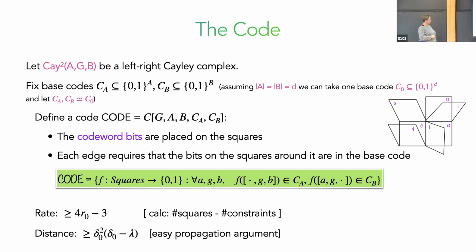Okay, and the distance also is very straightforward, very similar to the Sipser-Spielman situation. You get that the distance is delta naught squared times delta naught minus lambda. So here you already get 2 constraints on the base code. One is that R naught needs to be high enough for this to be non-zero. Okay, so I guess it needs to be at least 3/4 for this to be positive. And delta naught needs to be bigger than lambda. So this is very similar to the situation we had previously.